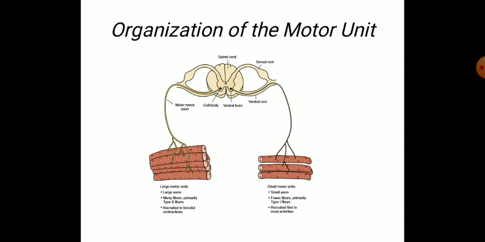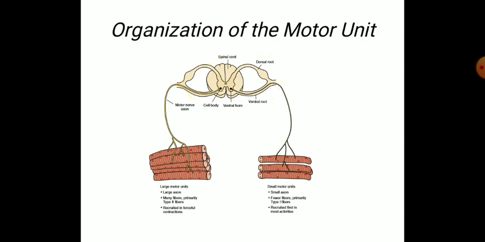So this is the basic organization of a motor unit. This is the spinal cord cross section. From that there will be some dorsal nerves coming to the sarcomere. Once the nerve impulse from the spinal cord, which is carried by the peripheral nerves, reaches the sarcomere or the muscular region, then the proper muscular contractions happen.